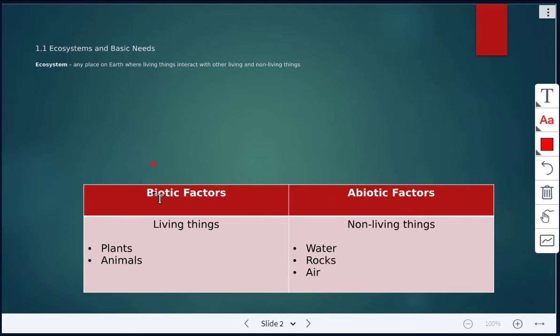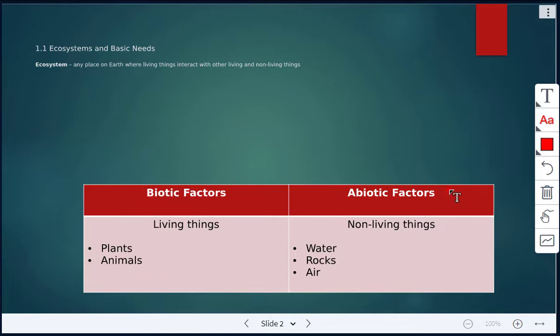Anytime you see the word bio, that usually means living. So biotic factors means living things. These are any living things like plants, animals, fungi, bacteria. These are just a couple examples here.